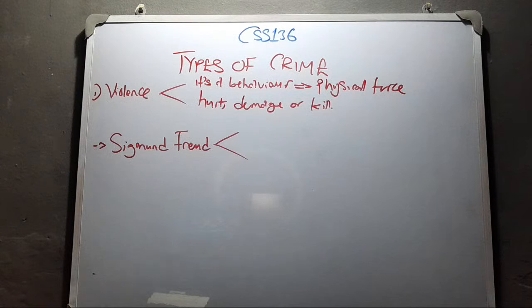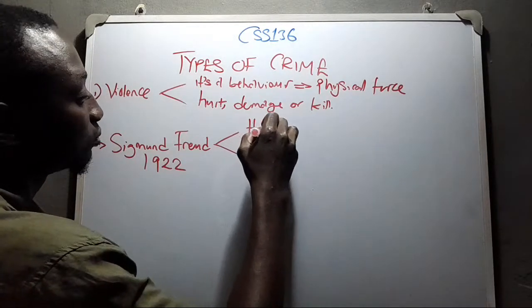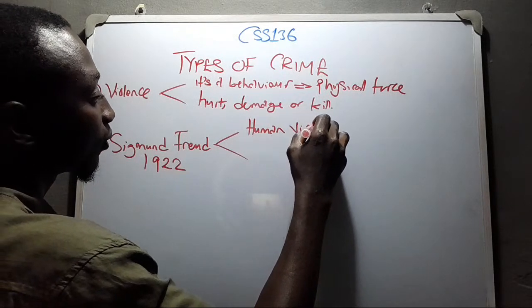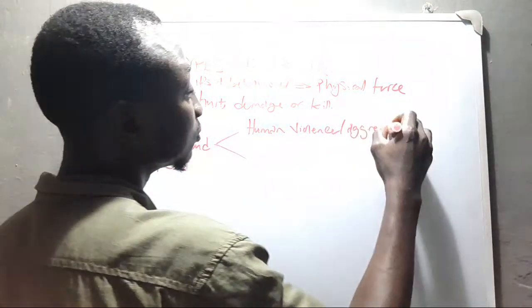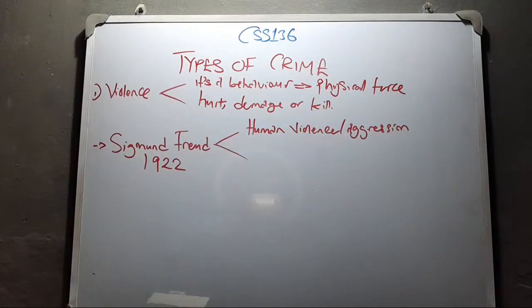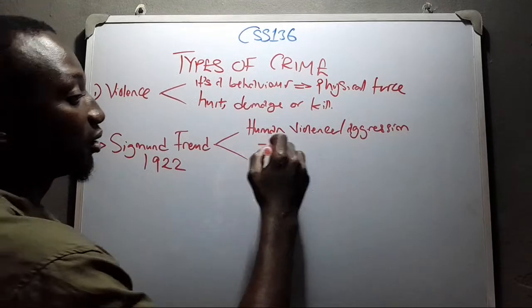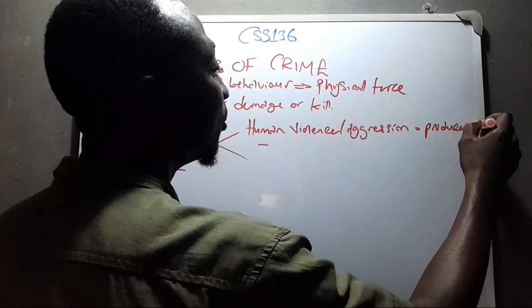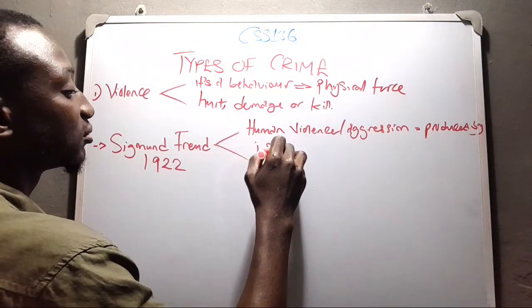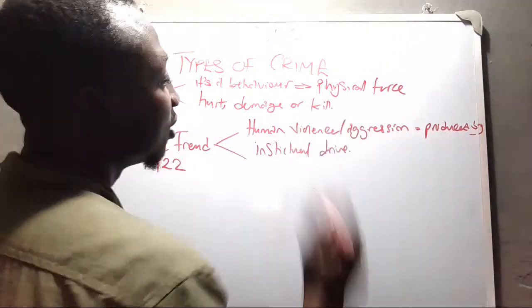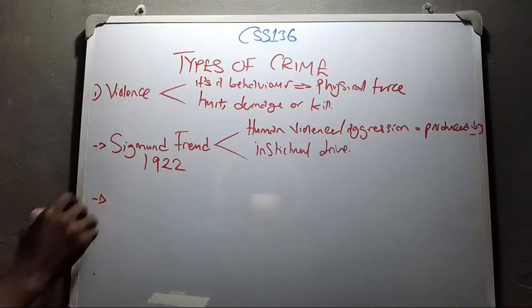Now he said in 1922, he posited that human aggression and violence are produced by what? You don't want to lose this. Human violence and aggression are produced by instinctual drive.